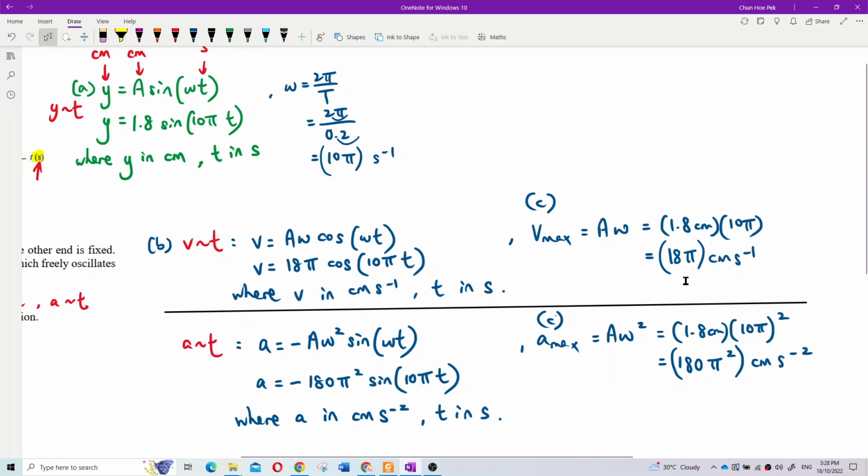You also can calculate out the value. Multiply by pi. Pi is what? 3.142. You substitute the 3.142, and you can get the value for Vmax and Amax.